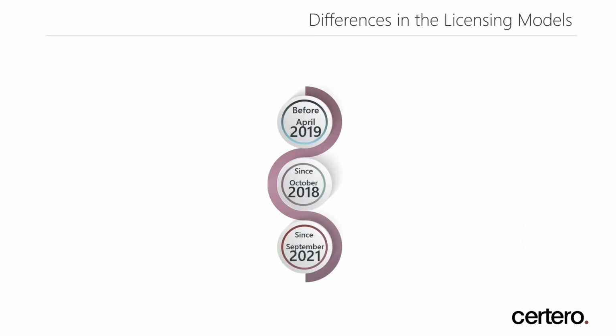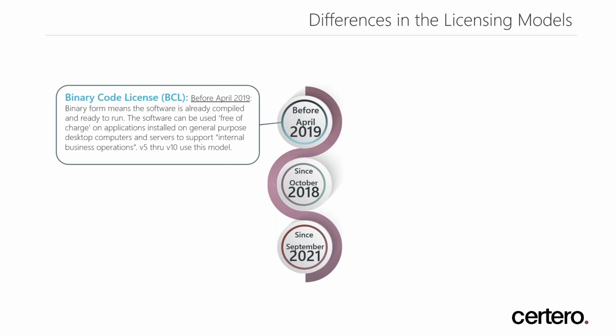So just to have a look at the principles, there are three different licensing models. The first one is called the binary code license, BCL as it's known, and predominantly that was before April 2019. In essence, what it meant was for general purpose usage, you would not need to pay where it was supporting internal business operations. And what we found was 95% plus of customers would not need a license prior to April 2019.